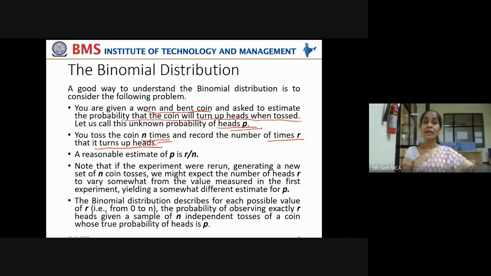So what is R? The number of times you observe head out of n coin tosses. Say you observe 5 heads out of 10 coin tosses, then R equals 5. If you observe 8 heads out of 10 coin tosses, then R equals 8, right? Now, a reasonable estimate of P: how do you calculate the probability? R by n, right? How many times you observed heads? Say 7 times. Out of how many coin tosses? 10.